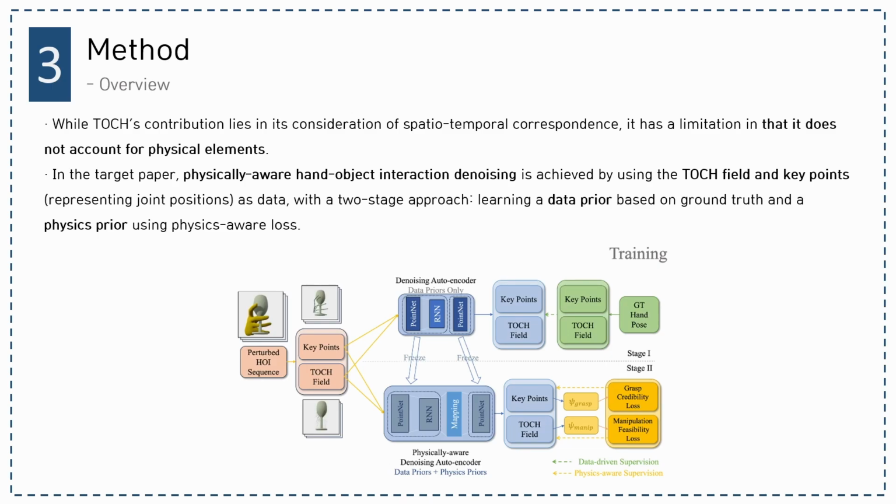The target paper uses autoencoder, PointNet, and TOC field as discussed. Although TOC performed denoising of hand-object interaction sequences by considering spatial-temporal correspondence, it did not account for physical elements. This paper enables physically aware hand-object interaction denoising by using torque field data and key points representing joint positions. Additionally, data and physics priors are learned through two-stage training.